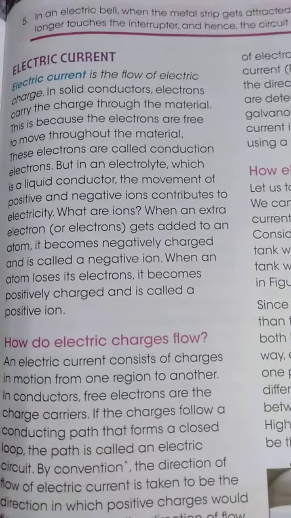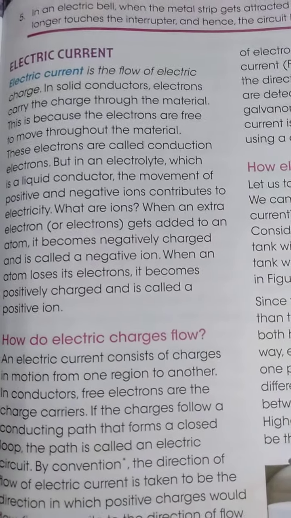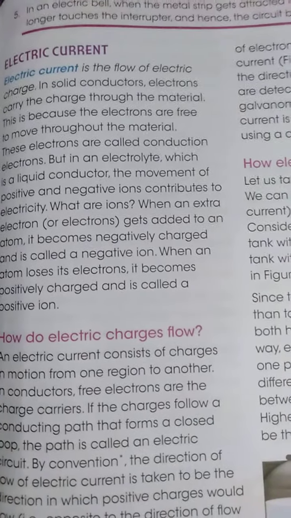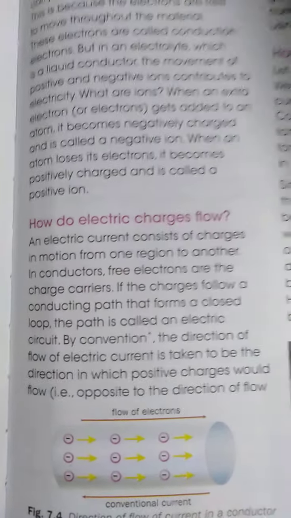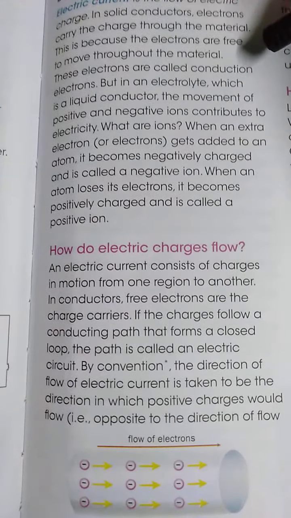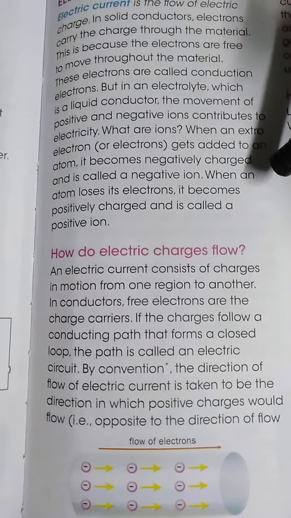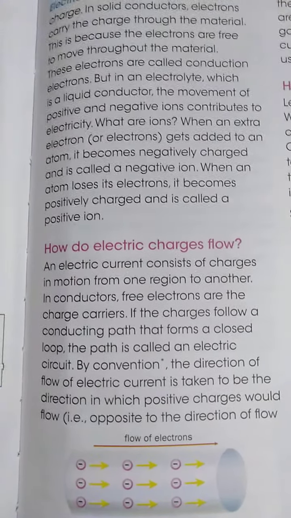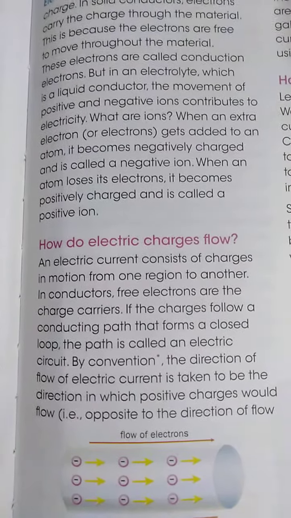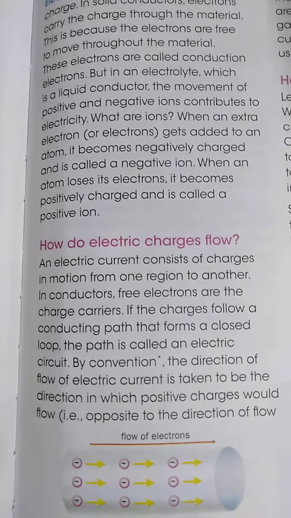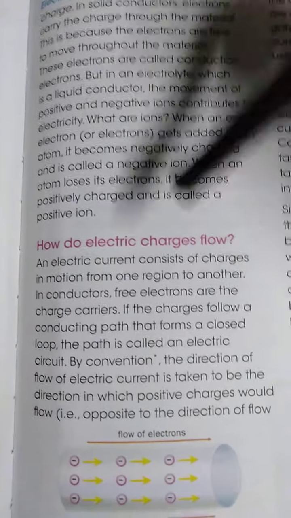You know how ions are formed. When an atom gains an electron, it becomes a negative ion, and when an atom loses an electron, it becomes a positive ion. So this is the difference between conduction in metals, metallic conductors, and conduction in electrolytes. The liquid through which electricity can pass, like an aqueous solution of sodium chloride or any acid, is called an electrolyte.